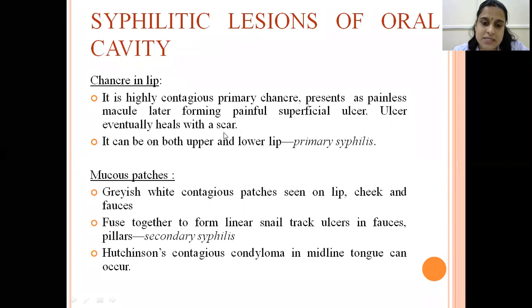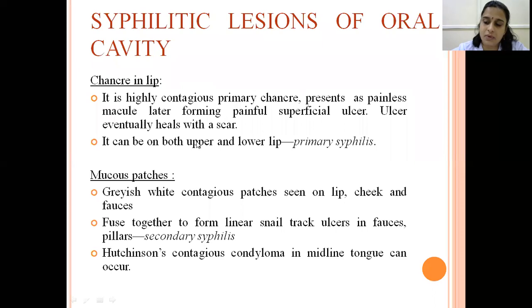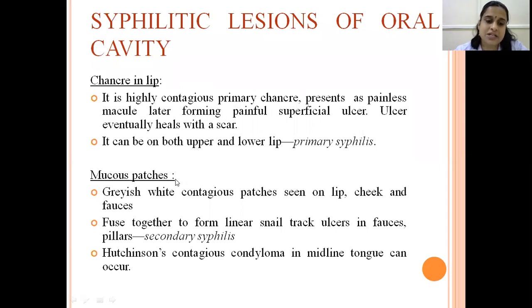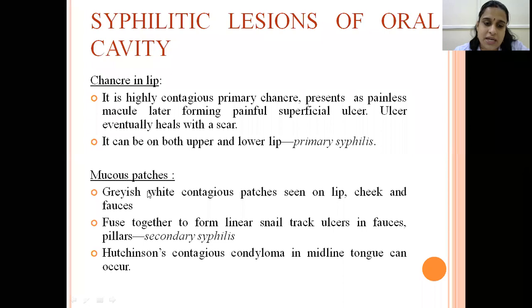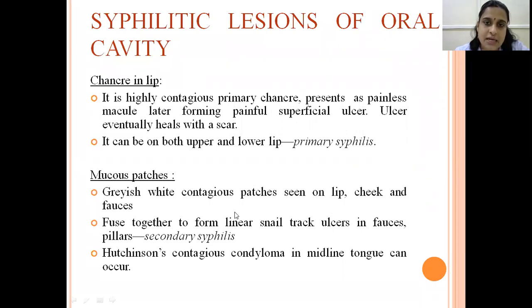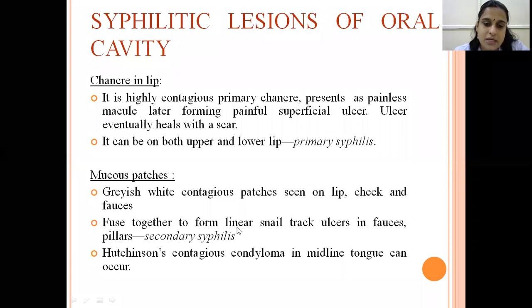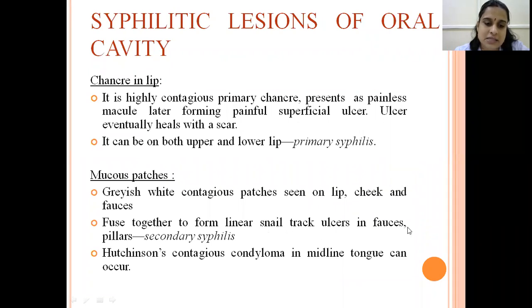The ulcer eventually heals with a scar. Most commonly, it occurs on the lower lip, maybe on both upper and lower lips. This is primary syphilis. The other presentation is mucous patches, which are grayish-white contagious patches, usually seen on the lip, also on the cheek and the fauces, which fuse together to form linear snail track ulcers. Very important, linear snail track ulcers in the fauces or on the faucial pillars. This is a form of secondary syphilis.